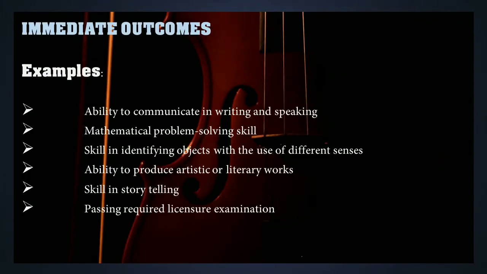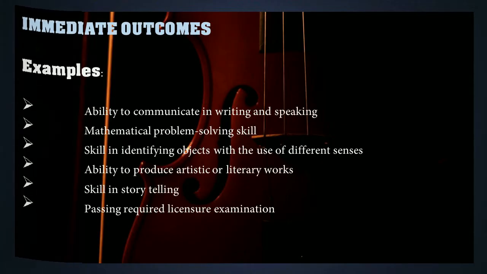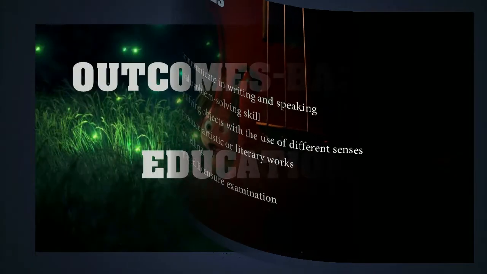Example of immediate outcomes. Number 1, the ability to communicate in writing and speaking. Next, mathematical problem-solving skill. Next, skill in identifying objects with the use of different senses. Next, the ability to produce artistic or literary works. Next, skill in storytelling. Other one, passing required licensure examination. Those are what we call immediate outcomes.